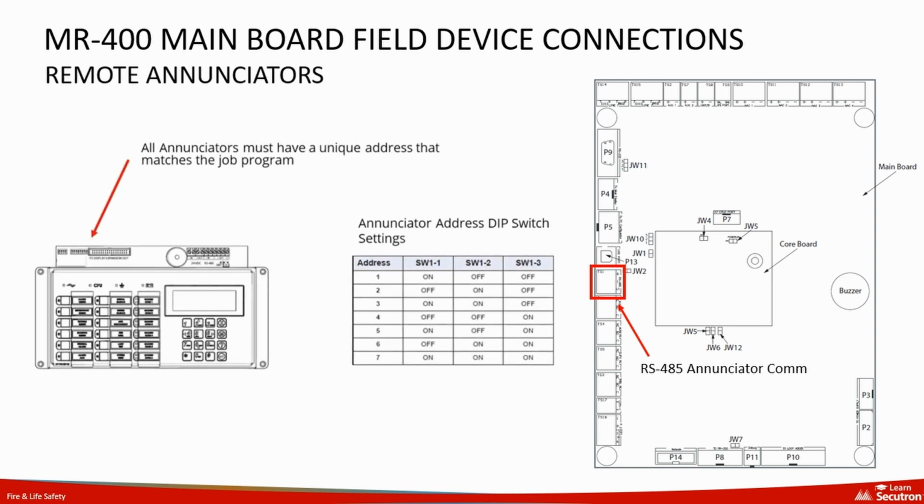The panel can manage up to 7 remote annunciators, which must have unique addresses for correct identification and operation within the system. These addresses are set using dip switches on each annunciator, ensuring they match the configuration programmed via the MGC 3000 software. Each annunciator is connected to the panel through an RS485 serial link.